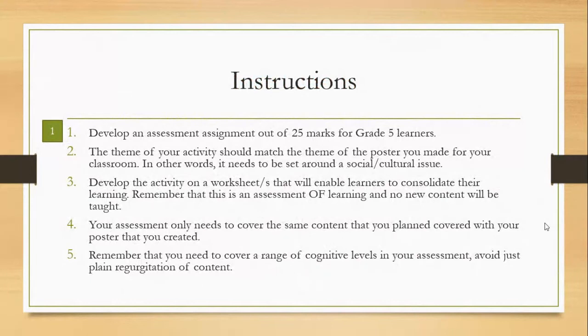So your instructions for this activity. First of all, activity 2 is divided into 2 parts. The first part is to develop an assessment assignment out of 25 marks for grade 5 learners. The assessment assignment is an assignment where they may use resources, and it's going to form part of their marks for the summative assessment.